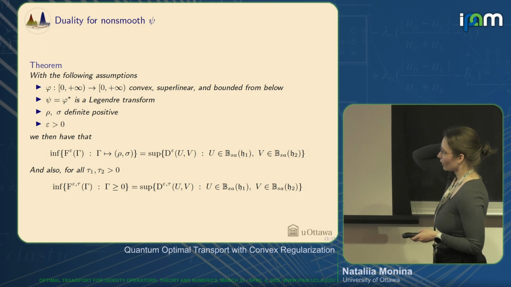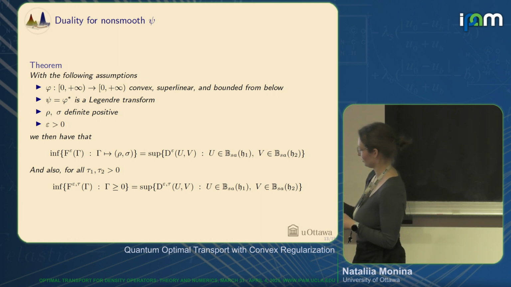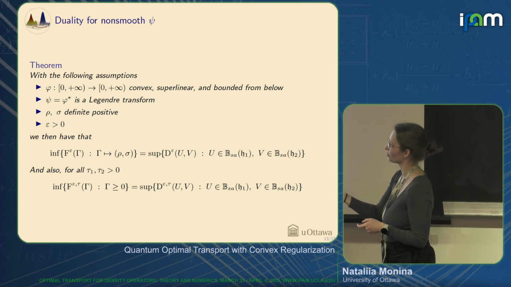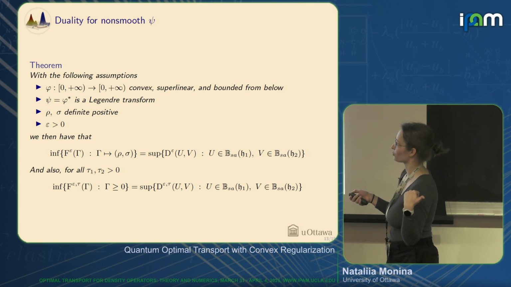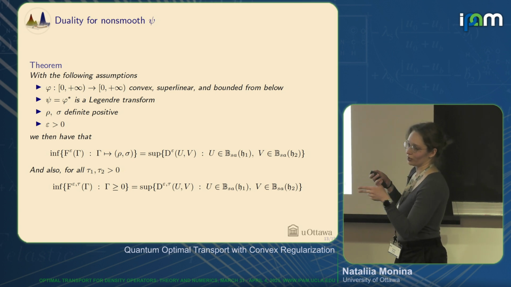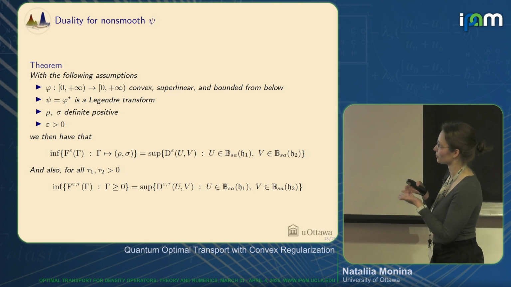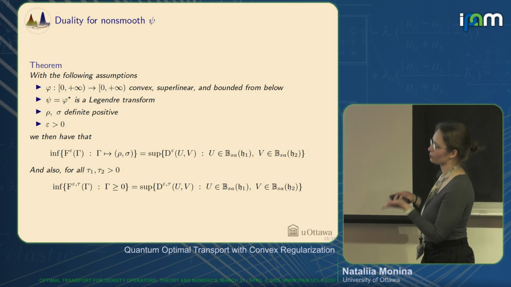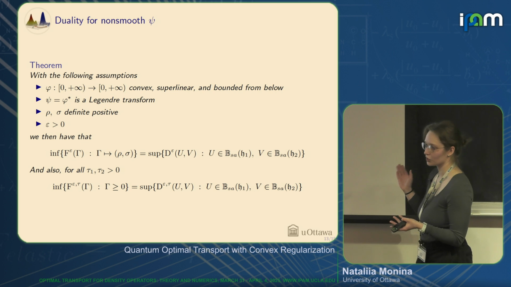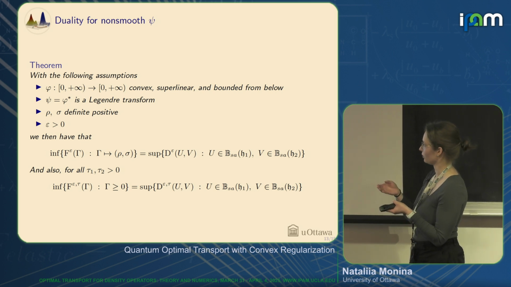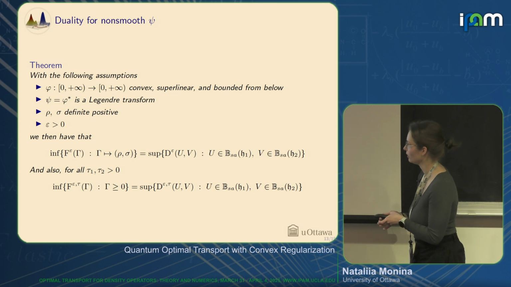Here, the hardest part is to show that this sup is a max. What are the conditions that we need on psi? We know that the max for sure exists if psi is good, if it's strictly convex or differentiable. And we also want to know what are the good regularizations for the computations in general.